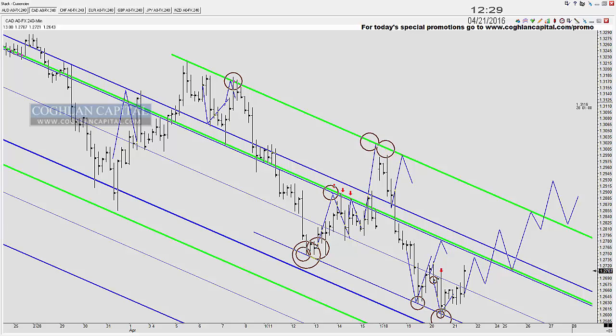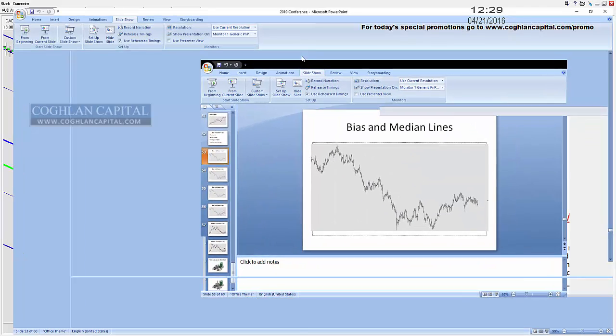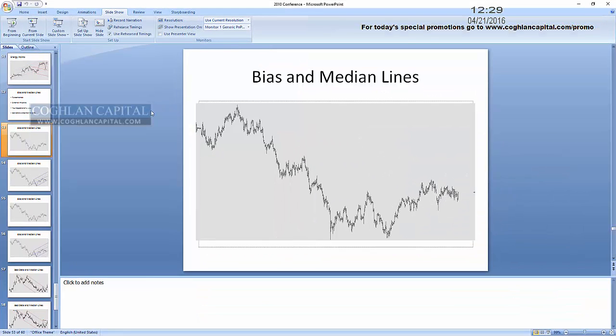Here we go. So what I'm going to try and show you is, this particular vehicle is just trying to show you one very simple thing, and it's simply this. If you draw in a pitchfork or a channel, you have immediately created a bias. Whether you know it or not, you've created a bias.